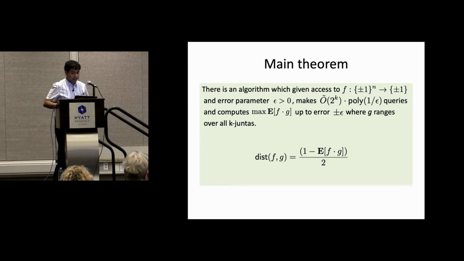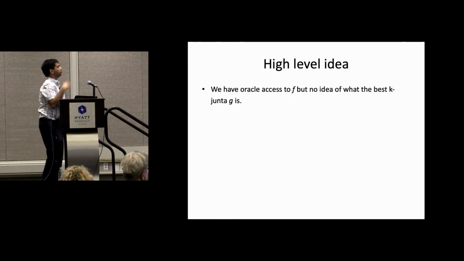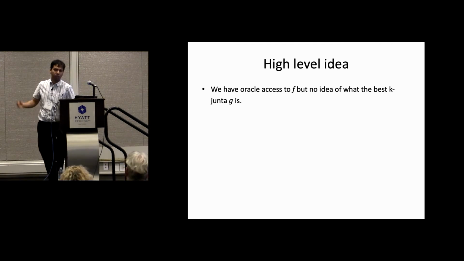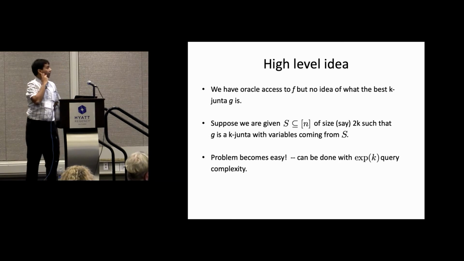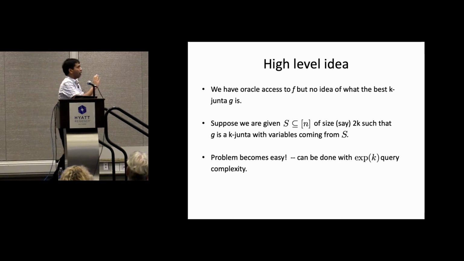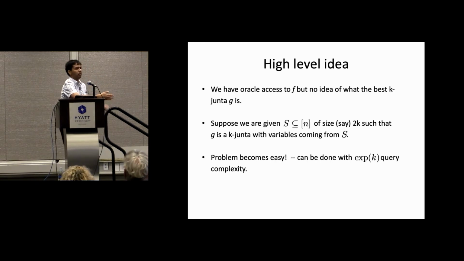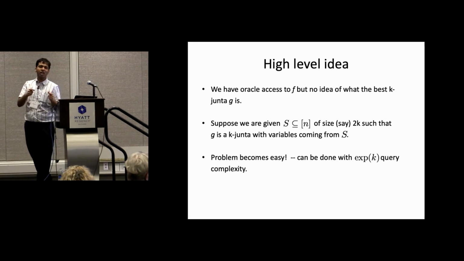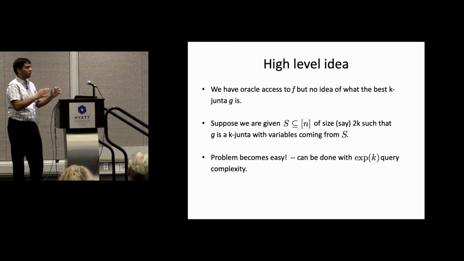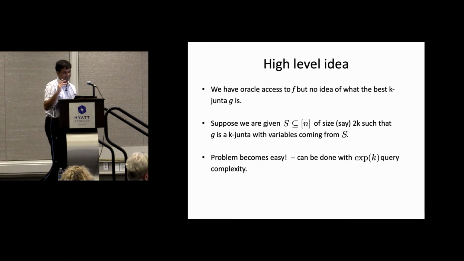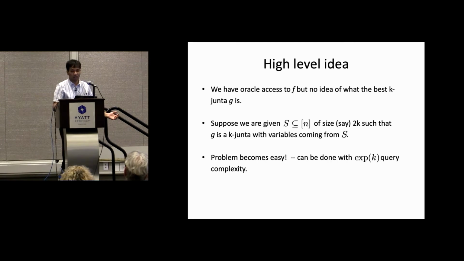What's the high-level idea? At a high level, here's what we want to do. We have oracle access to f. We want to find the best k junta g. We do not know what the best k junta is. Suppose somebody very helpful came along and told us, among the n variables, here is a set S of, let's say, size 2k, maybe the first 2k variables, and gave the promise that the k variables in the best k junta g come from S. Suppose somebody gave me this promise. Well, then the problem becomes easy, as in it can be done with exponential in k query complexity.